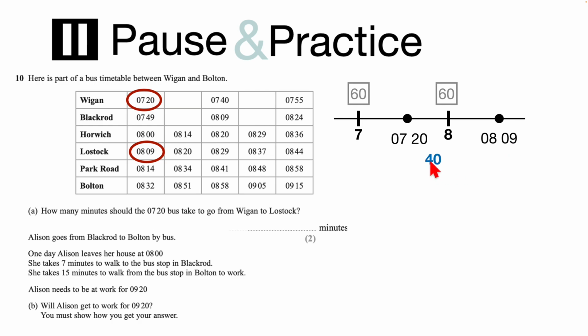So let's have a think. 40. Well, we get 40 from subtracting 20 from 60. And there's 9 that takes us from 8 to 8:09. Just so you know, 60 minus 20. That's 2 from 6 is 40. Hopefully you can do that in your head or your fingers and toes. And 40 plus 9 is 49 minutes. Thank you very much. 2 marks. Pretty good, easy, 2 marks.